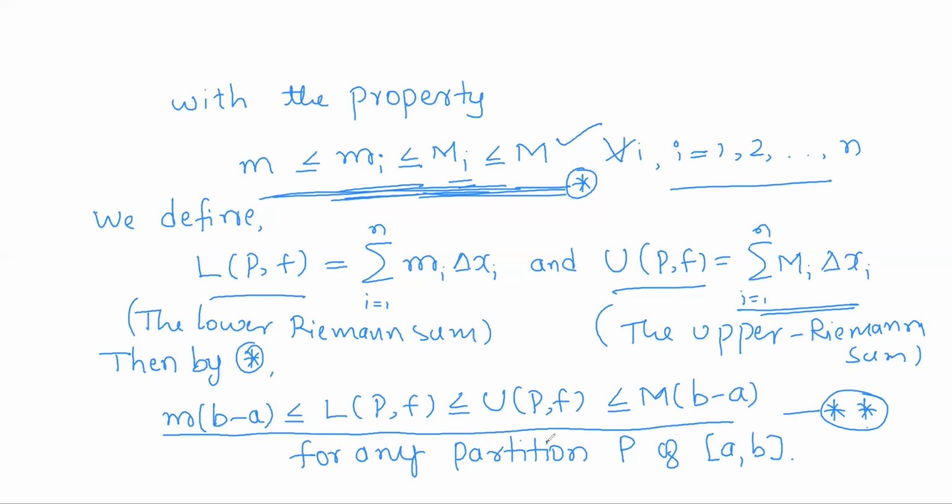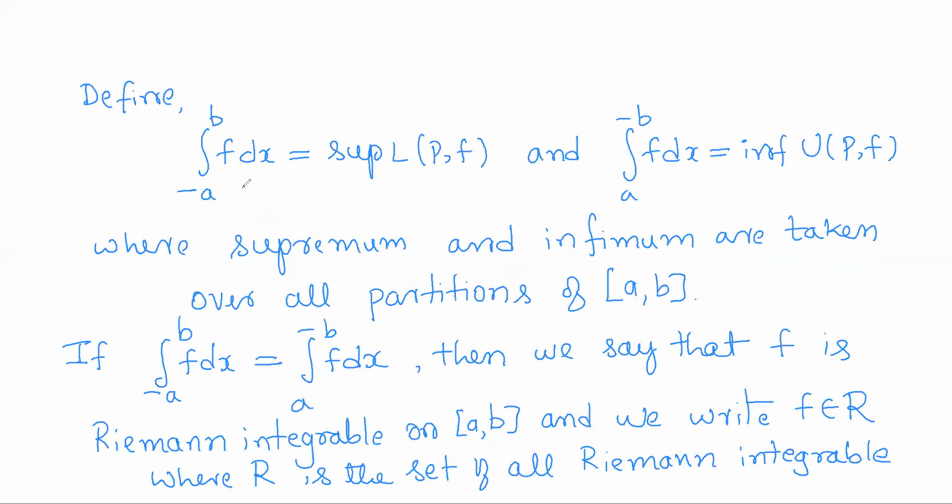So this relation shows that for any partition P, L(P,f) and U(P,f) are bounded below by m into (b minus a) and bounded above by M into (b minus a). So these are real numbers bounded below and above, so their infimum and supremum exist obviously. So we'll define two notions here.